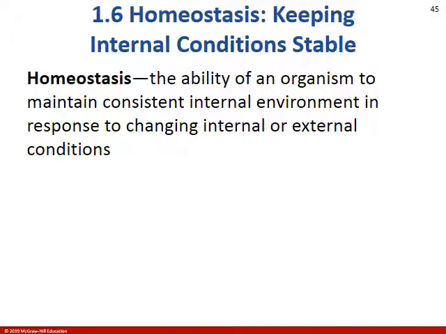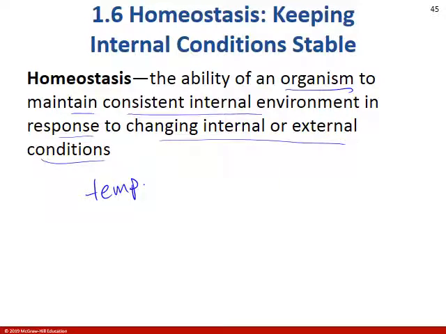So now we get to talk about homeostasis. They make it much more complicated, and it is complicated, but they could give you a better definition, right? The ability of an organism to maintain a constant internal environment in response to changing internal or external conditions. So one of the easiest examples we have is our body temperature. So your body temperature, you want to be, let's say 98.6, although we know that people fluctuate, right? I'm about 97.7. That's my normal.